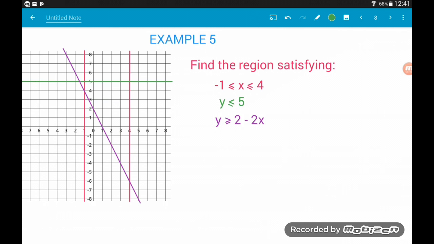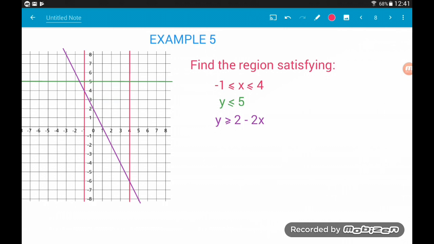Okay, example 5. So again, we've got 3 inequalities. So, first one, we want x to be greater than or equal to -1, but less than or equal to 4. Y wants to be less than or equal to 5, and y wants to be greater than or equal to 2 minus 2x. Okay, so again, let's do this step by step and rule out the regions we're not interested in. So, x has to be between -1 and 4.